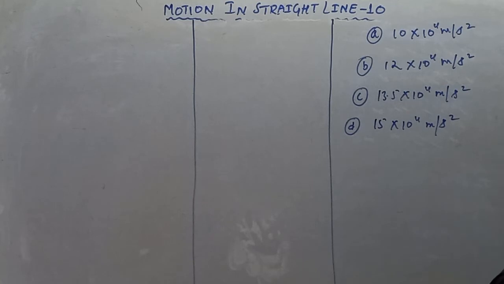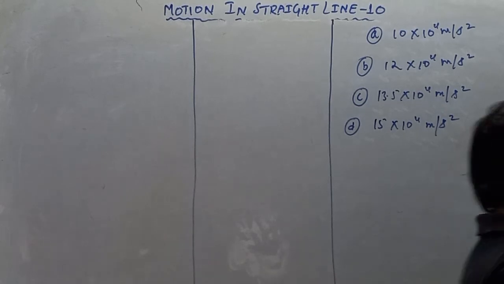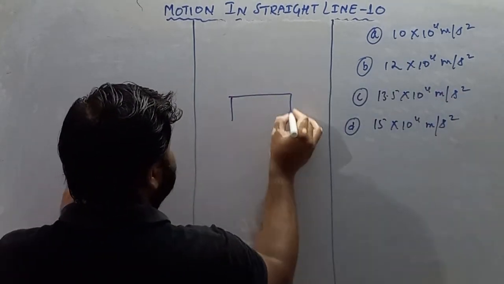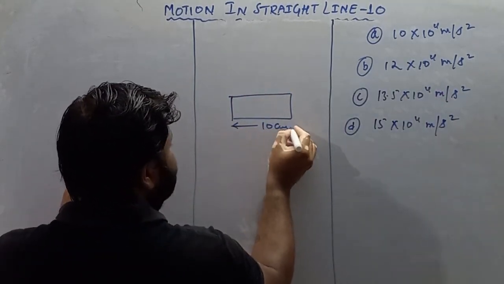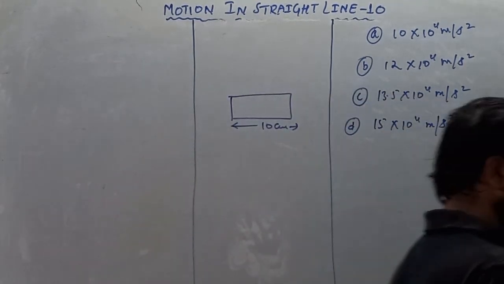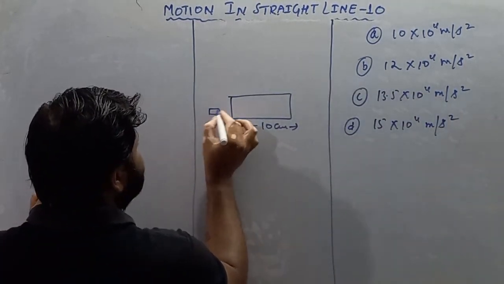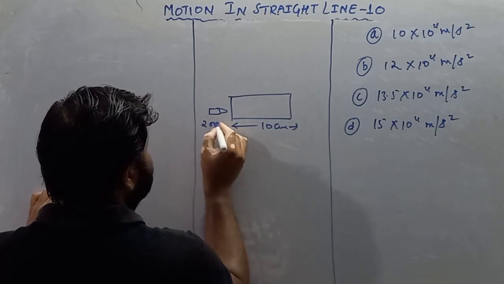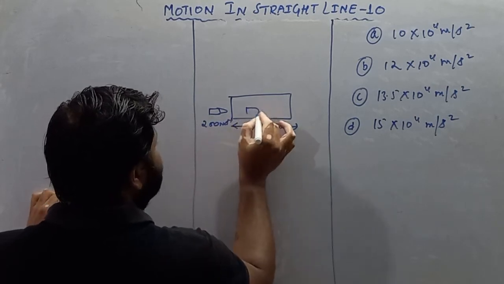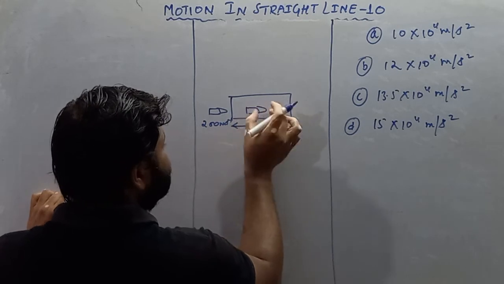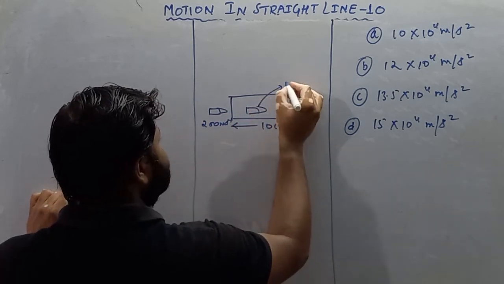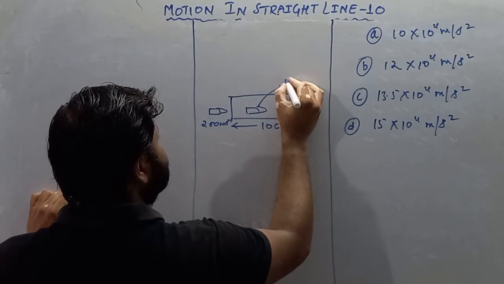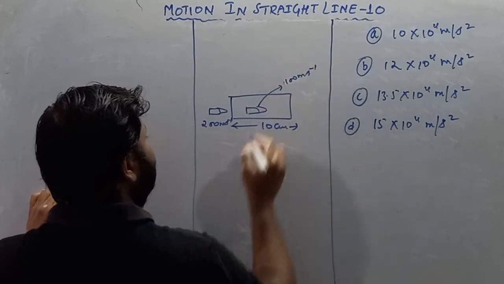The velocity of a bullet is reduced from 200 meter per second to 100 meter per second while traveling through a wooden plank of thickness 10 centimeter. There is a wooden plank of thickness 10 centimeter, and there is a bullet which is traveling earlier at 200 meter per second. Now as the bullet comes inside the plank, its velocity decreases, and now its velocity is 100 meter per second.